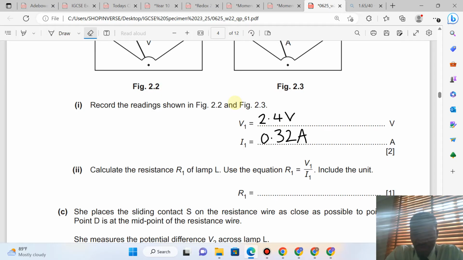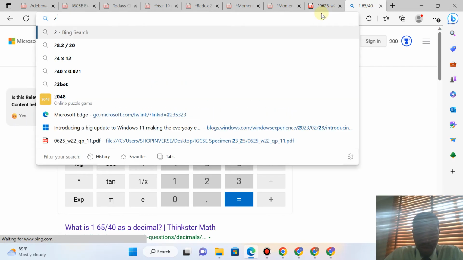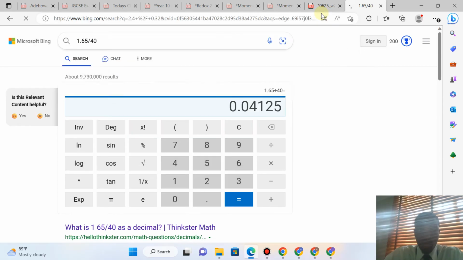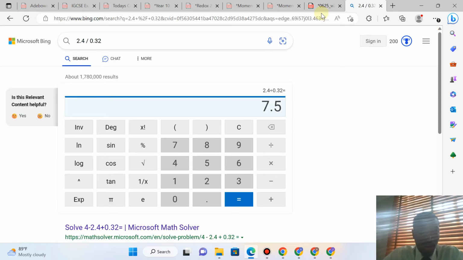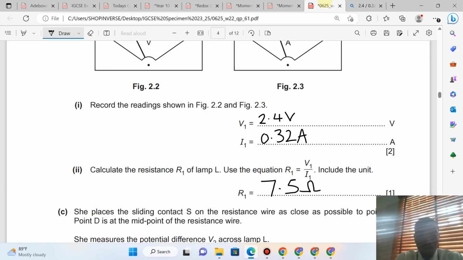If we divide V1 by I1, V1 is the voltage here, which is 2.4, divided by I1, which is the current here, which is 0.32. So you go to your calculator and you do 2.4 divided by 0.32. Get your answer. 2.4 divided by 0.32 gives us 7.5. That means your resistance R1 is 7.5 ohms. Good. The SI unit of resistance is ohms.